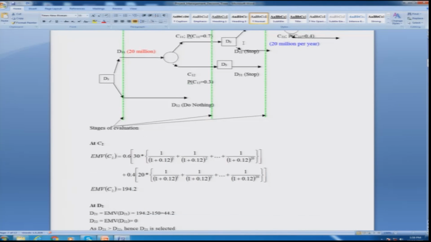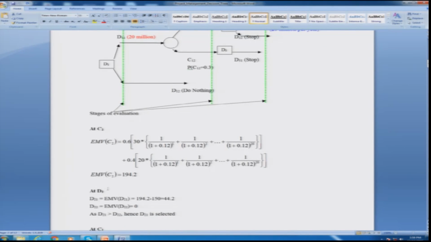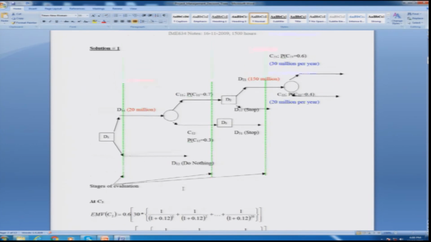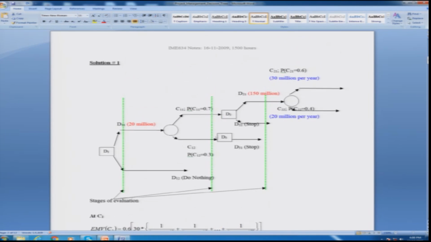So, let us go into the next stage. At D2 where you will take a decision, that means in D2 you would either stop or else you will go ahead, that means go ahead and invest 150 to build up that part such that production would be there with the probability of high demand 60%, low demand 40%. So, at D2 you find the expected value at D21 at this point is 44.2, hence as this decision with respect to the other one.